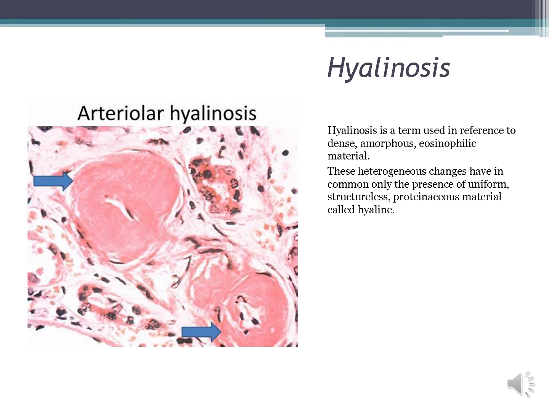Hyalinosis is a term used in reference to dense amorphous eosinophilic material. Here on the left we see arteriolar hyalinosis, and arrows show these changes within the vessel wall. These heterogeneous changes have in common only the presence of uniform structureless proteinaceous material called hyalin. Such changes could be seen in hypertensive disease.